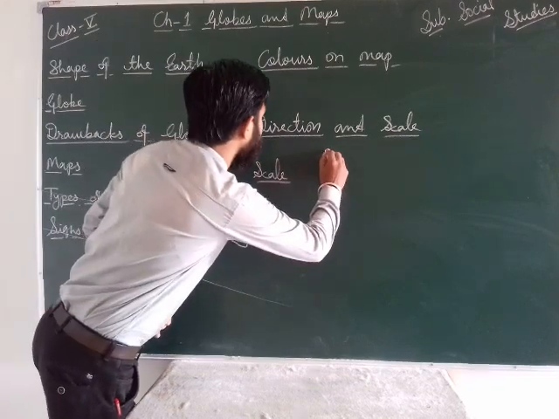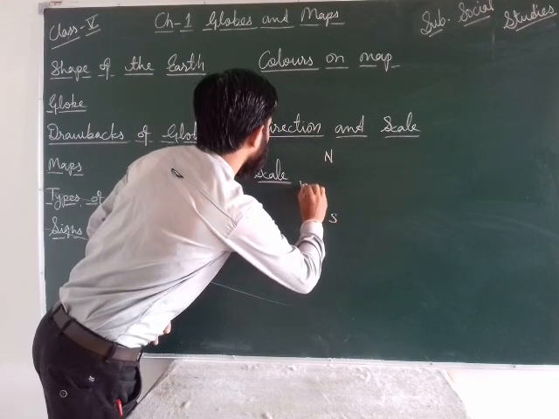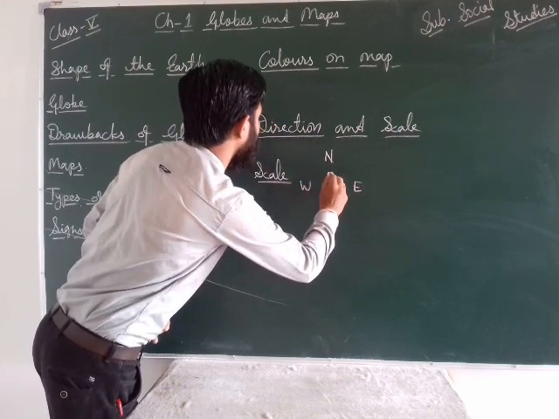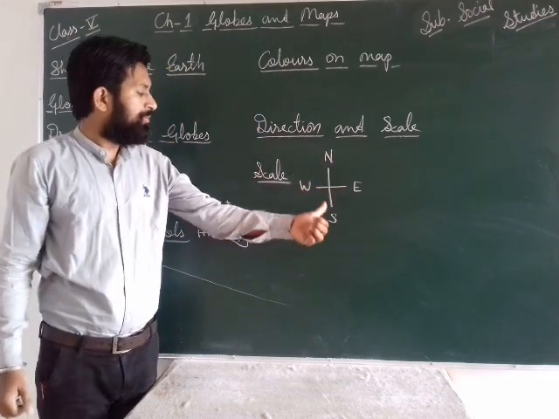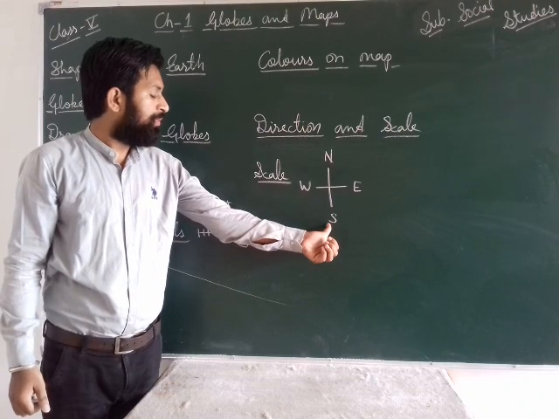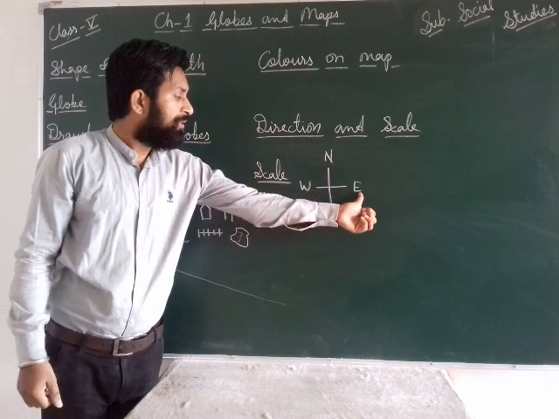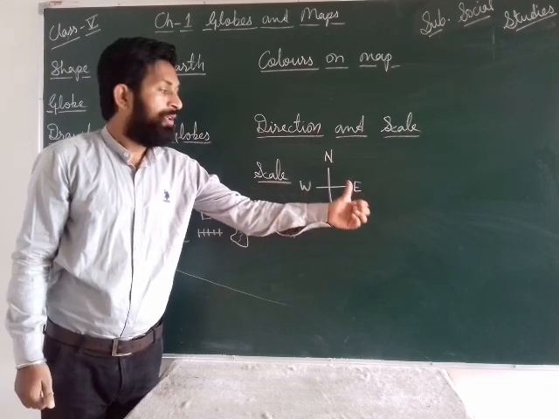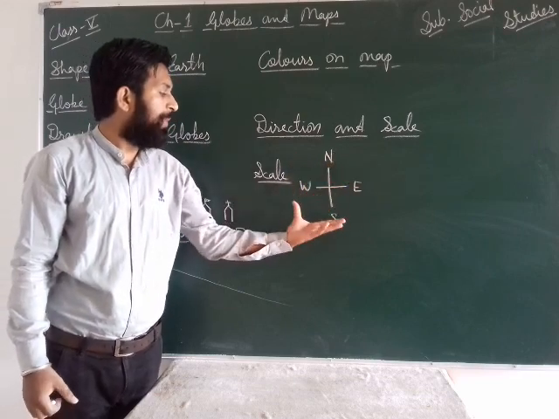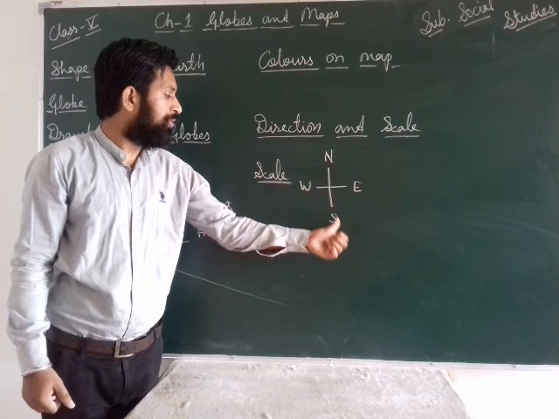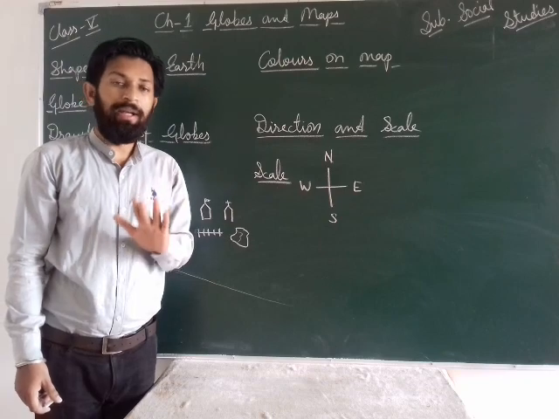Direction is represented like that. Uppermost part is known as north, downmost part is known as south, left hand side part is known as west, and right hand side part is known as east. Those are the four main directions. These directions, north, south, west, and east, are known as the main directions.